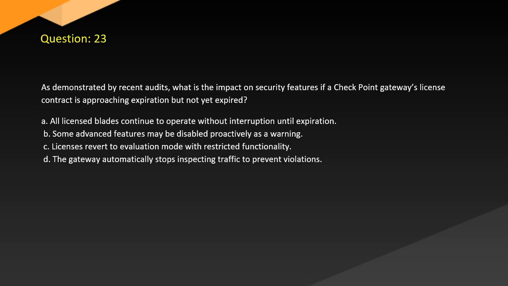Question 23. Demonstrated by recent audits, what is the impact on security features if a Checkpoint gateway's license contract is approaching expiration but not yet expired? A. Licensed blades continue to operate without interruption until expiration. B. Some advanced features may be disabled proactively as a warning. C. Licenses revert to evaluation mode with restricted functionality. D. The gateway automatically stops inspecting traffic to prevent violations.